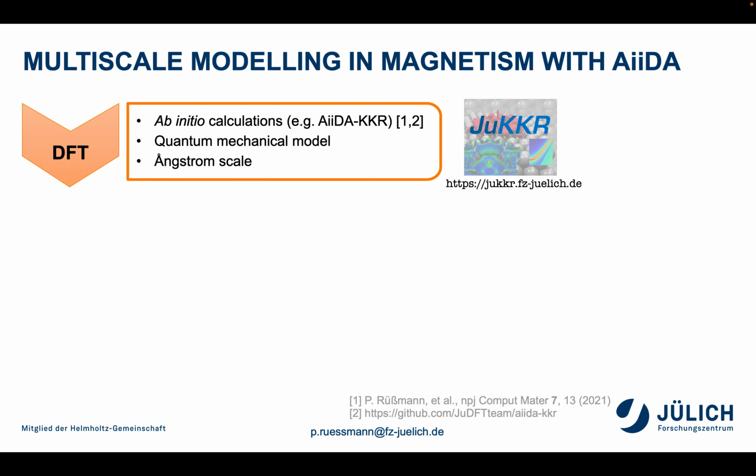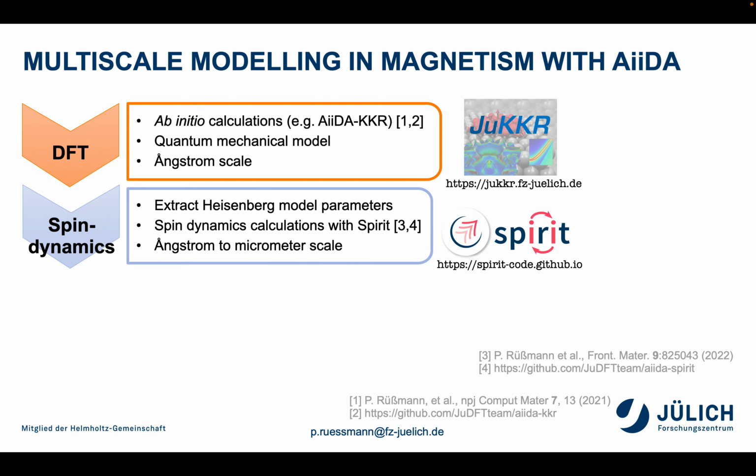We can do this by starting from the atomic scale and doing quantum mechanical simulations based on density functional theory. This covers then the angstrom or nanometer length scale, and it can be done, for instance, with the AiiDA-KKR code that we use in our work.